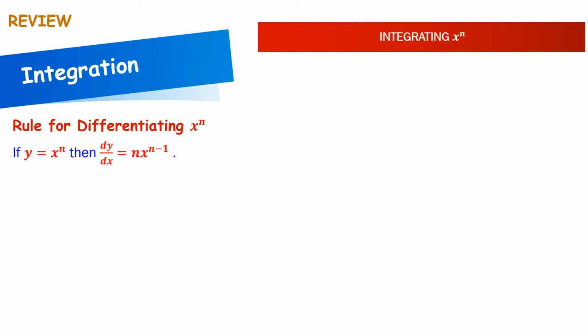Recall the rule for differentiating x to the power n. If y equals x to the power n, then dy dx equals n times x to the power n minus 1. The reverse of differentiating is integrating, and the rule for integrating x to the power n is if dy dx equals x to the power n, then y equals x to the power n plus 1 divided by n plus 1.